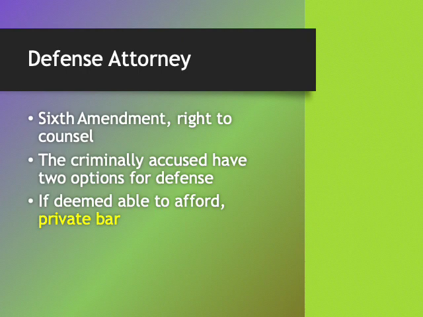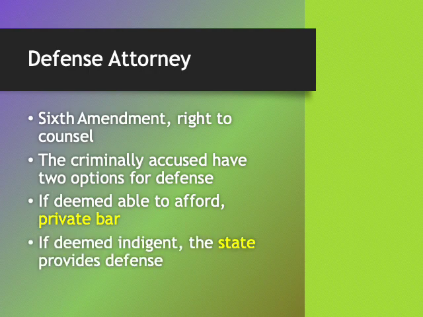And so if you're deemed able to afford an attorney, then you go out and you hire a defense attorney from the private bar. If the court determines that you are indigent, that is unable to afford an attorney, then it's the state's obligation to provide that attorney because of the Sixth Amendment right to counsel. Nobody can be denied the right to counsel, even if you are too poor to afford it. And so let's take a look at different ways that the state provides for criminal defense.